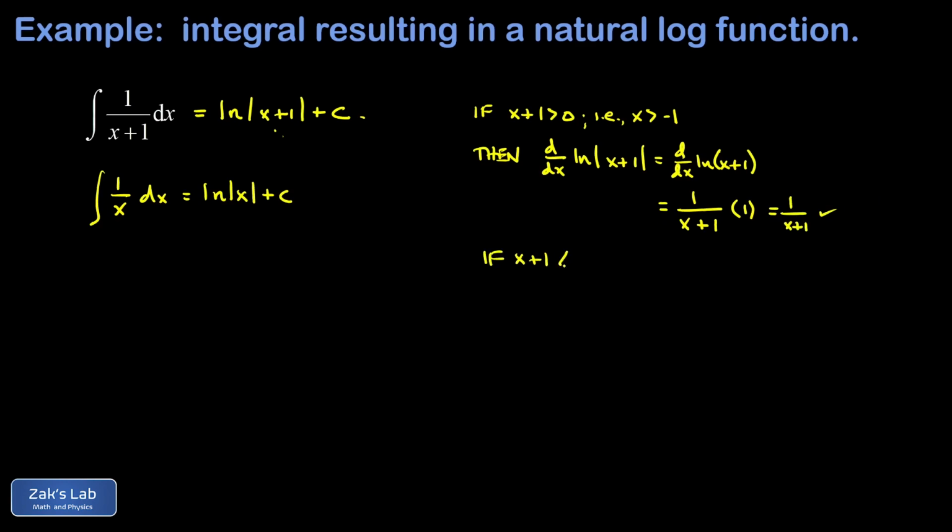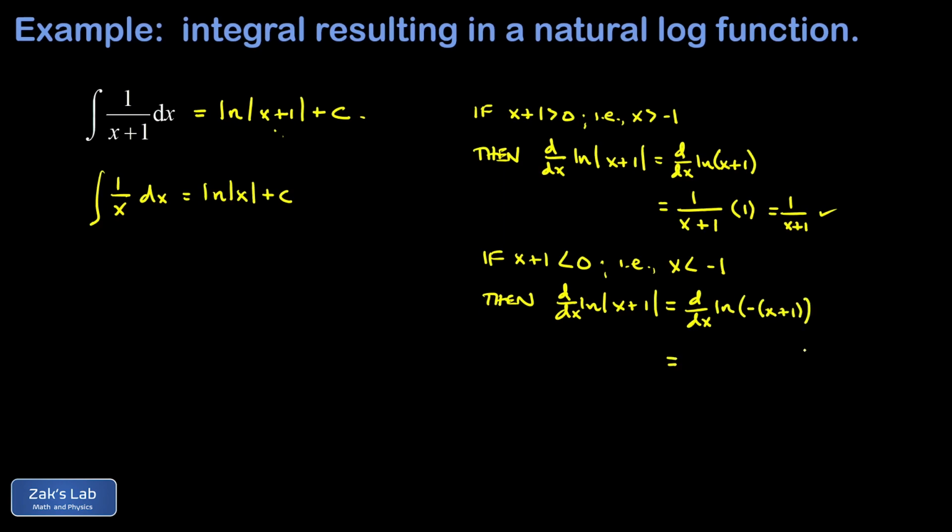If x plus 1 is less than 0, in other words, x is less than -1, then the derivative of the natural log of the absolute value of x plus 1, well, the absolute value of x plus 1 is now the absolute value of a negative number, so it's going to multiply the argument by -1. So this is the derivative of the natural log of the negative of x plus 1.